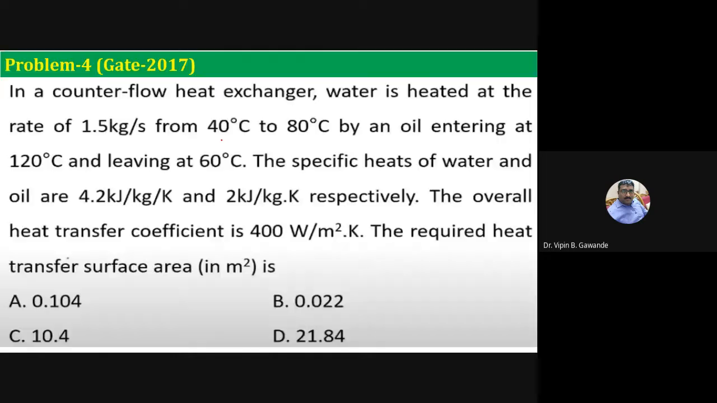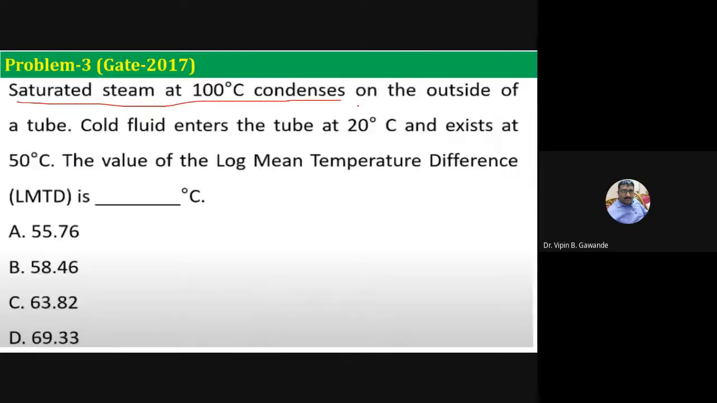Now, what will happen on the outside of the tube? We have determined steam as the hot fluid, and it condenses. So steam is changing its phase. The temperature for the phase change will remain the same. So 100 degrees Celsius is equal to TH1 is equal to TH2.